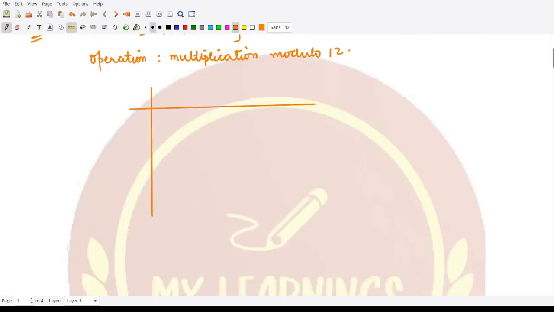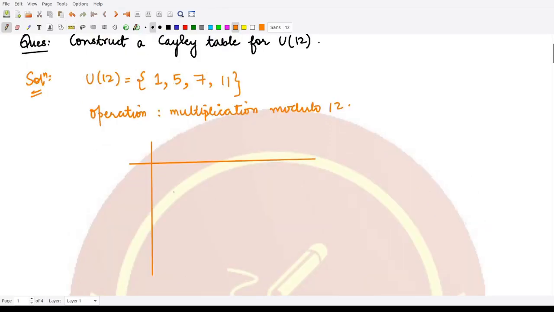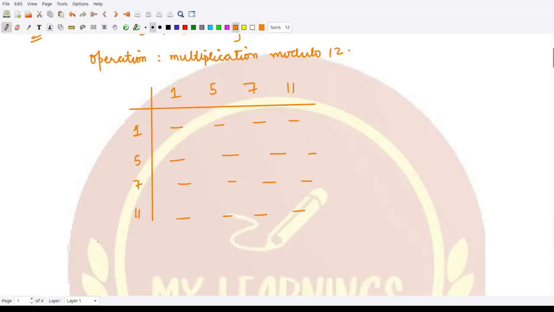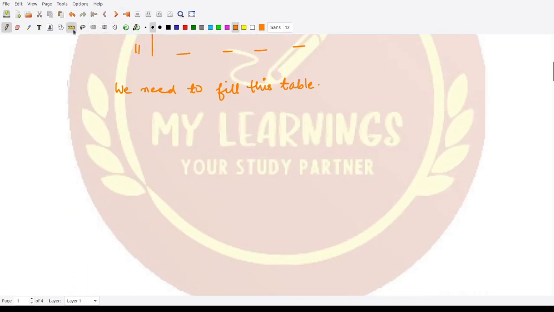And we'll be making use of the result which we have studied previously. So we'll be writing the distinct group elements here, which heads the column, and which heads the row: 1, 5, 7 and 11. Now you see, in order to fill all these entries, we need to perform several calculations. So let's do that. We need to fill this table. We can perform the calculations and fill it accordingly. So let's draw it once more, writing 1, 5, 7 and 11.